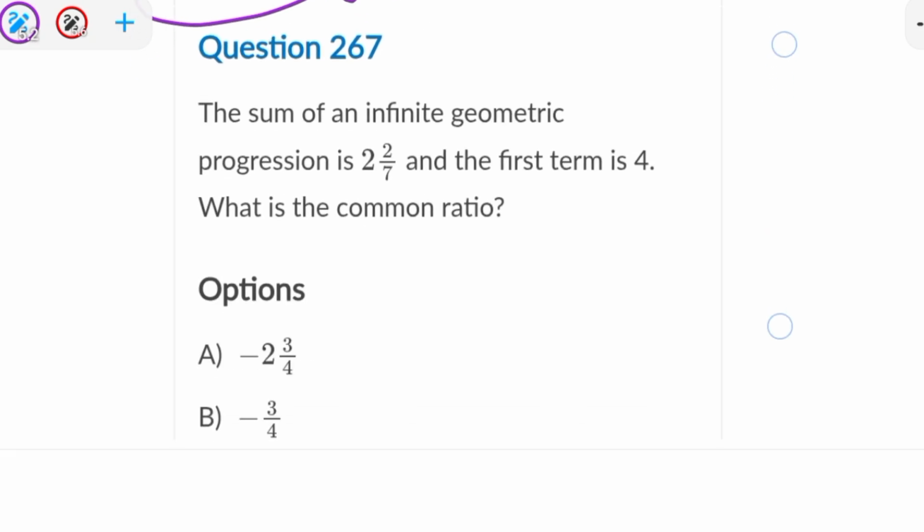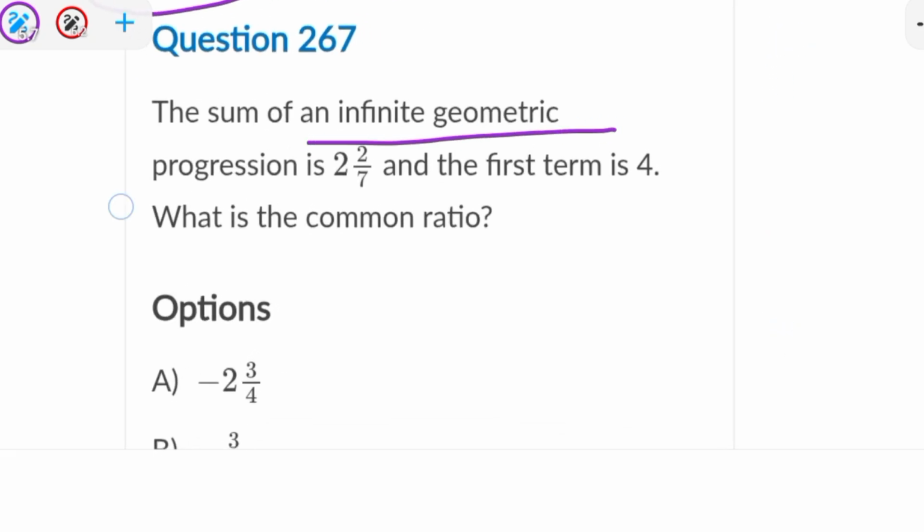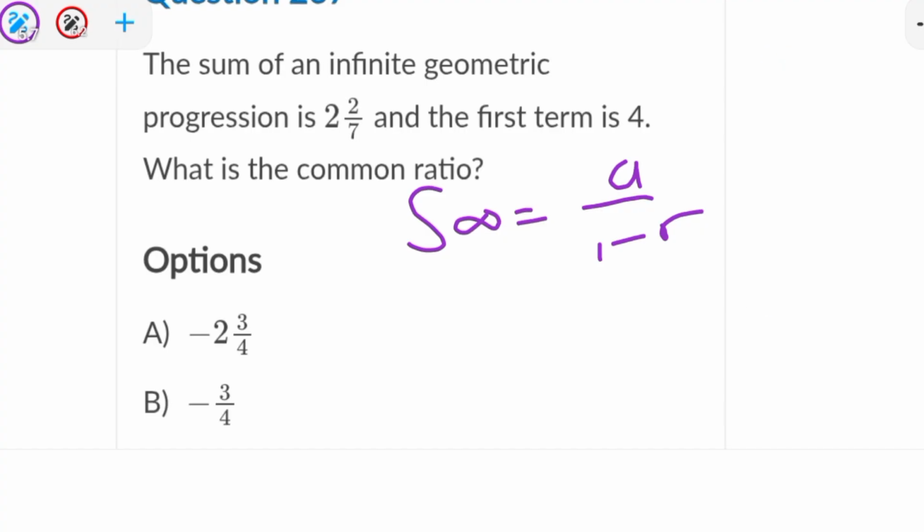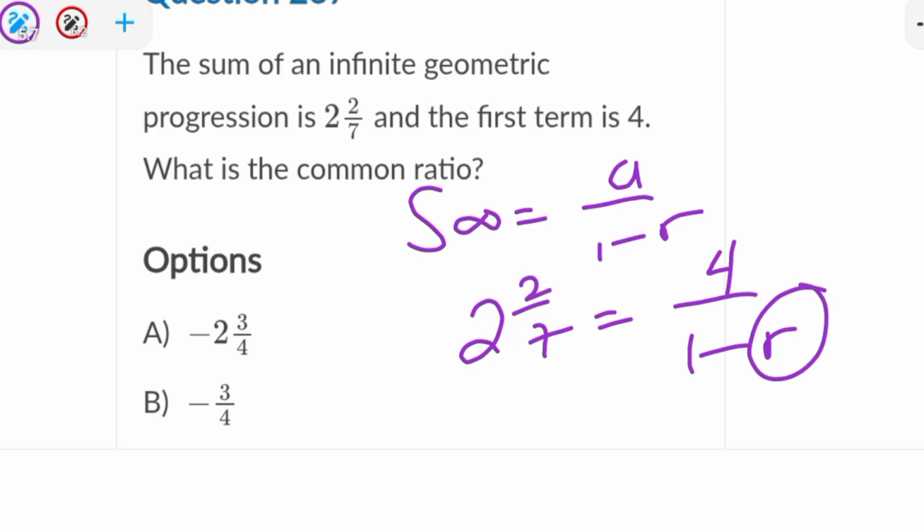So the next one: the sum of an infinite geometric progression is 2 whole number 2 over 7. The first term is 4. What's the common ratio? The sum to infinity of a GP is given by a over 1 minus r. The value is given as 2 whole number 2 over 7, so write that here. Then a is 4, so 4 over 1 minus r. It's r we are looking for.